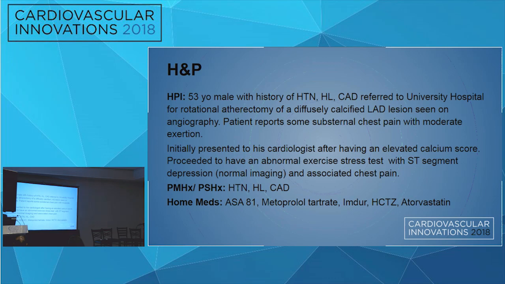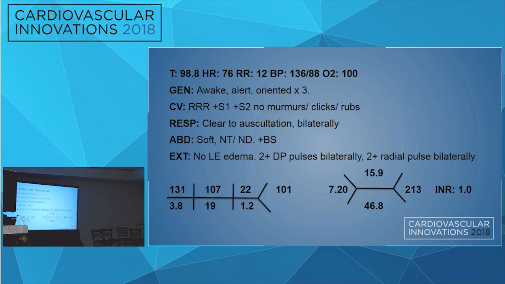This is a case of a 53-year-old male with a history of hypertension and hyperlipidemia, who was referred to University Hospital for rotational atherectomy of a diffusely calcified LAD lesion seen on angiography at one of our satellite hospitals. The patient had reported substernal chest pain with moderate exertion. This all started when he had an elevated calcium score about 6 months prior. He subsequently had an abnormal stress test and was referred for diagnostic angiography.